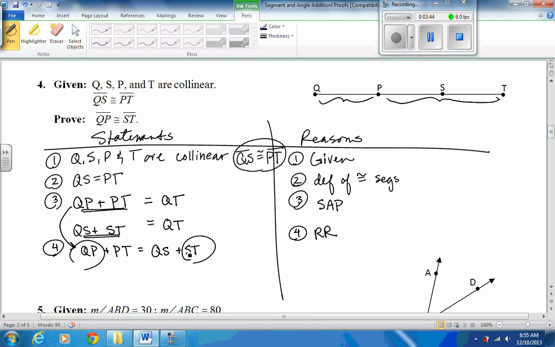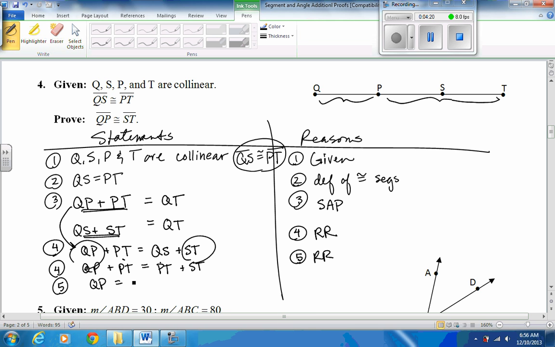Well, we have a relationship with them. That's what we're trying to prove. But somehow the PT and QS have to cancel out, which, notice in step 2, we changed that so we could replace one for the other. We can change one of those and then be able to subtract it from both sides. QP plus PT equals, and you know what? I could have replaced the PT. I'm going to replace the QS with what else equals QS? The measure of PT. That's replacement rule again. And now you can subtract the PT that is on both sides.